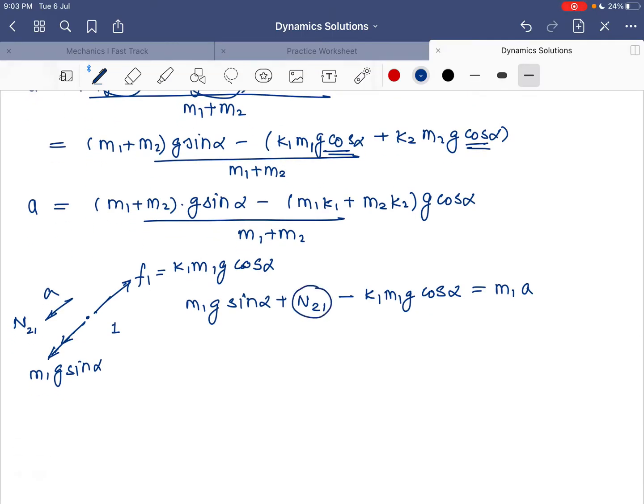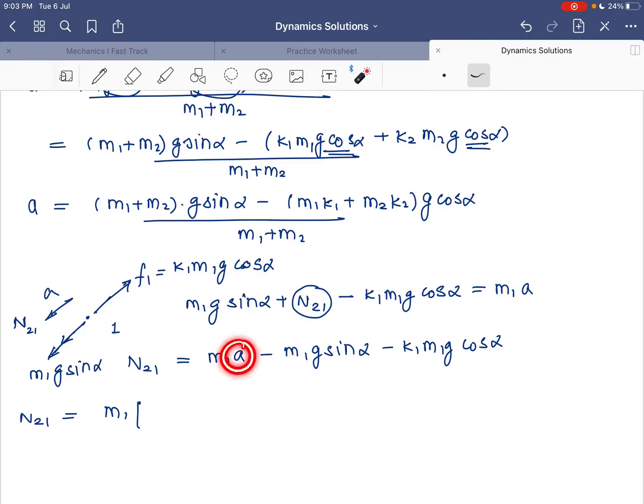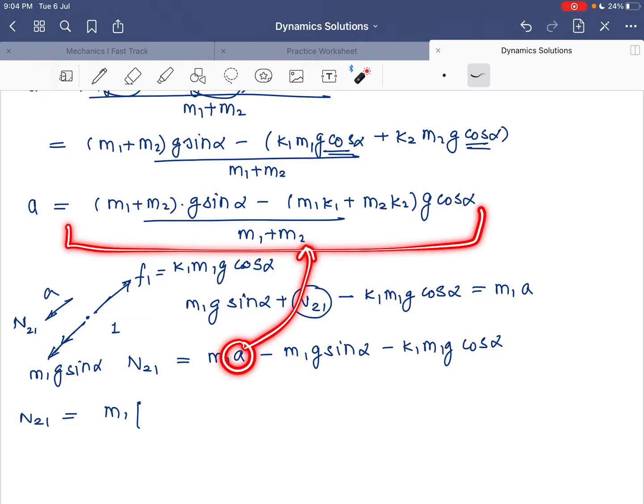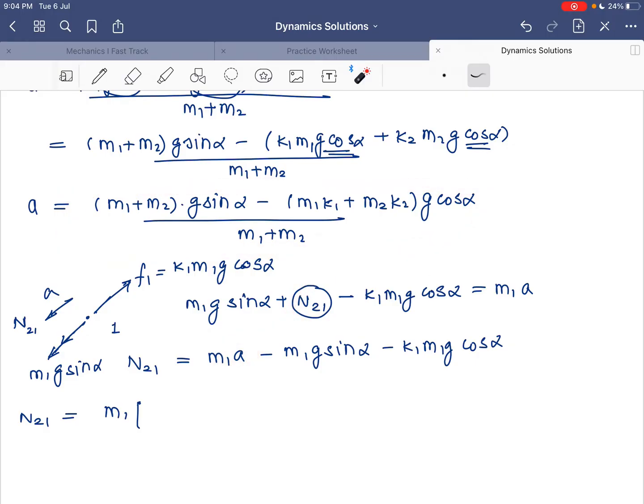Now we have to find this thing. So the interaction force between these two will be m1 into a minus m1 into g sine alpha minus k1 m1g cos alpha. Now as you can see, I can substitute the value of a, from equation 1. I can substitute the value of a from here, which is a very big value that may create confusion after substituting. So please be careful while watching this.